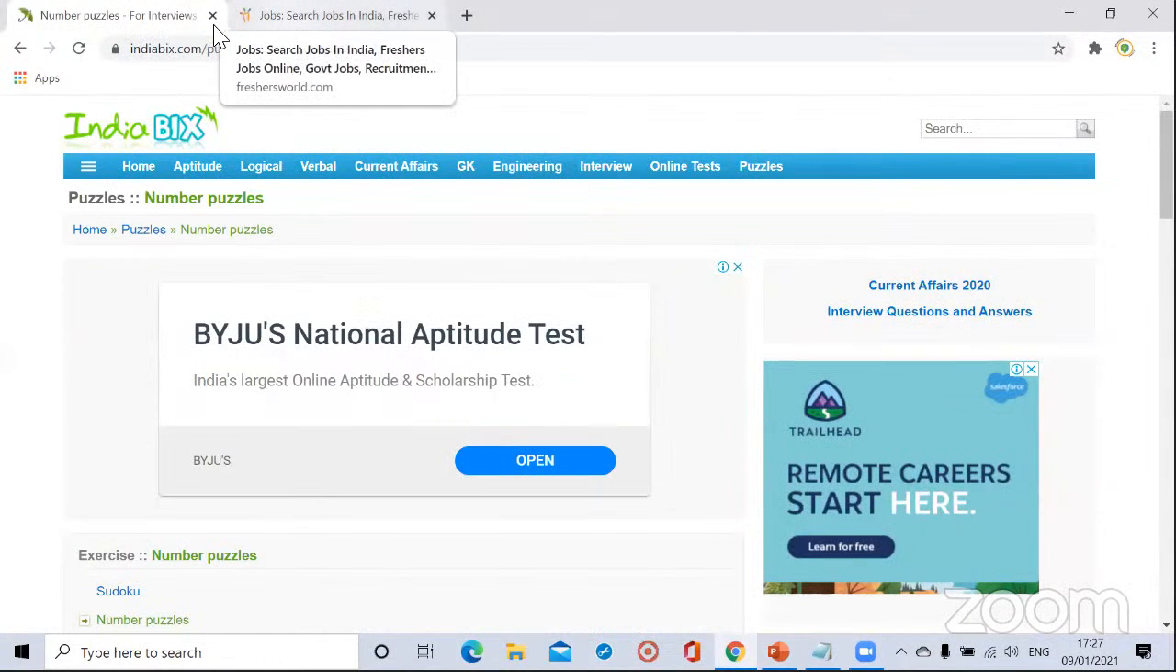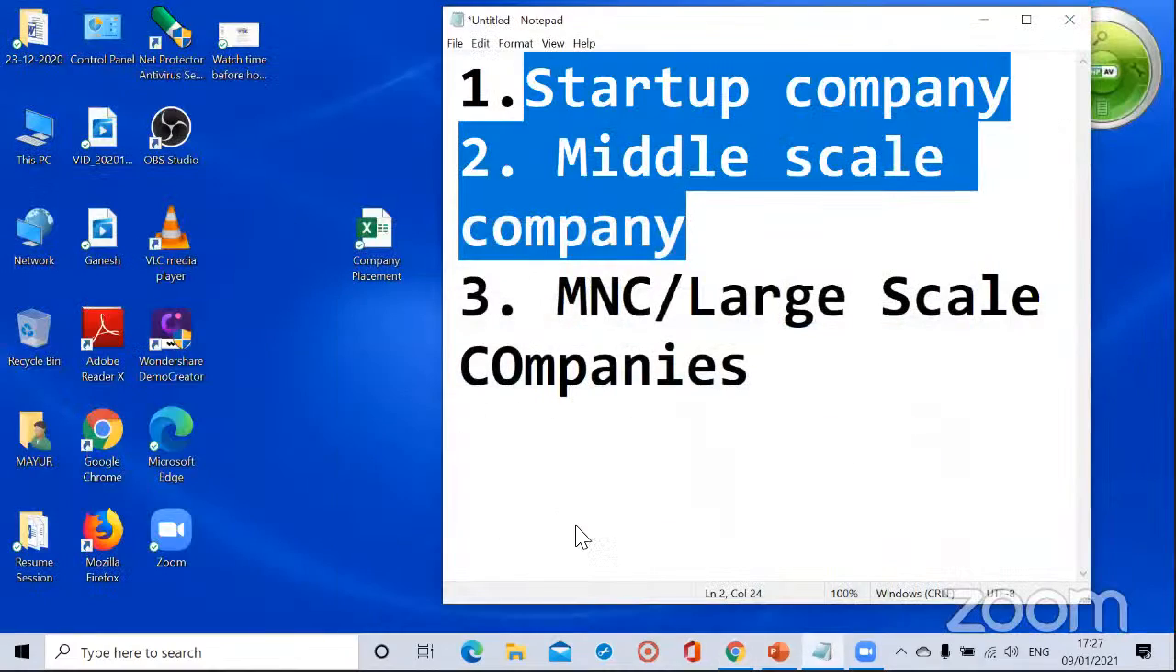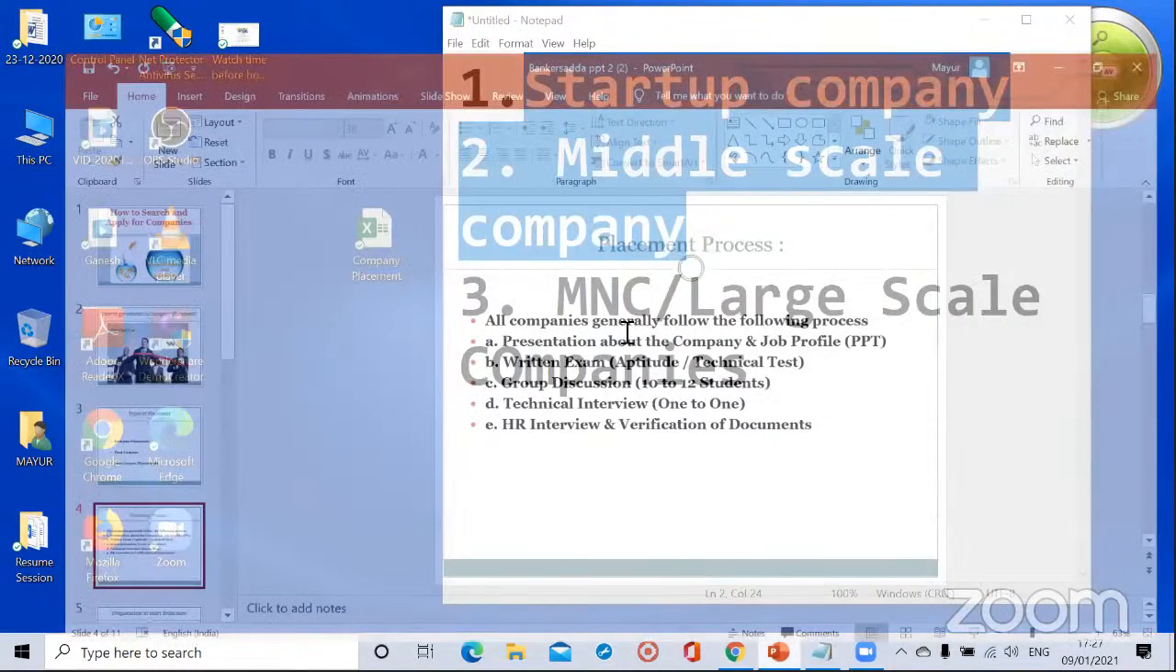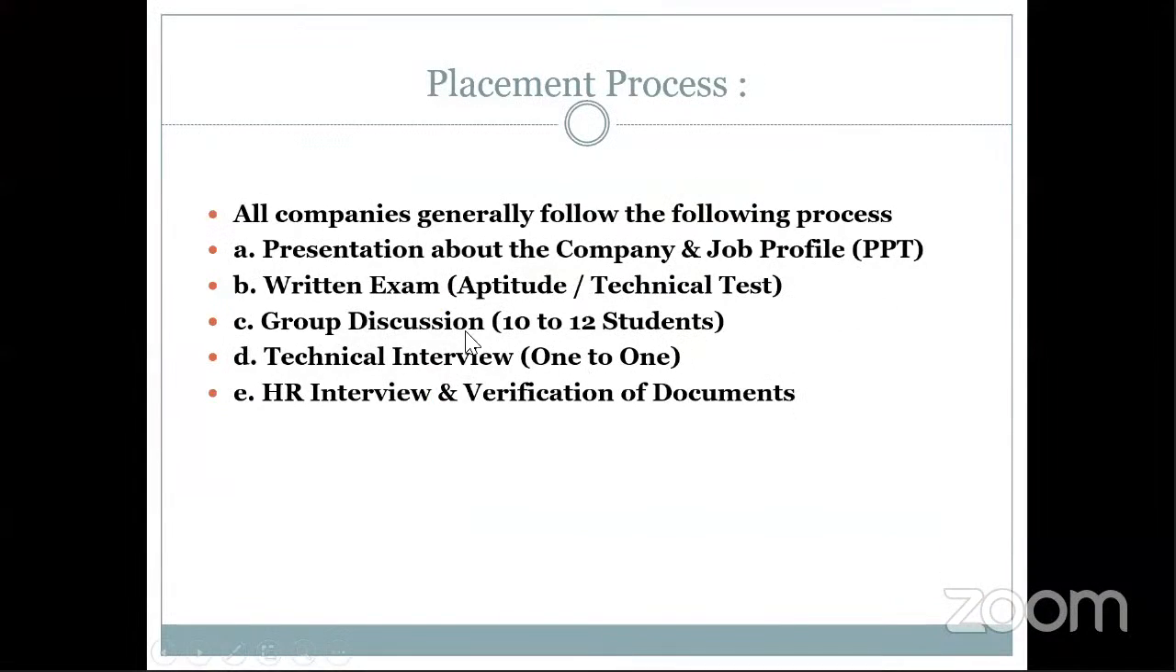Many websites are there. If you Google it now, you will get millions of results regarding resumes and HR interview questions and answers. But personally, I suggest these two websites, Freshers World and indiabiz.com, which will help you to start preparing for the technical and the aptitude round. So this is about the aptitude round, right?